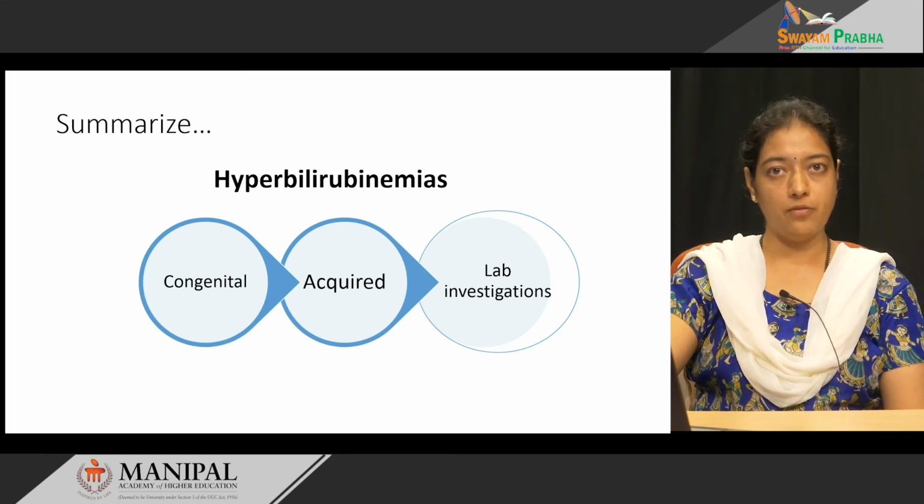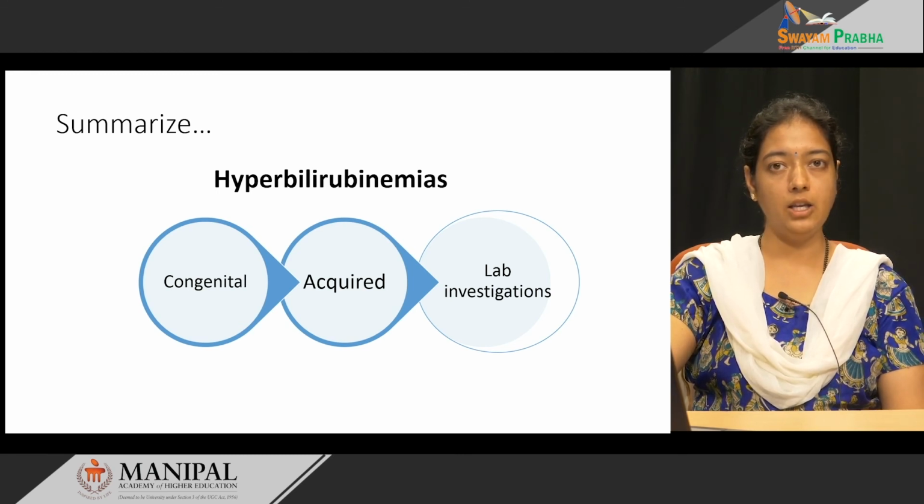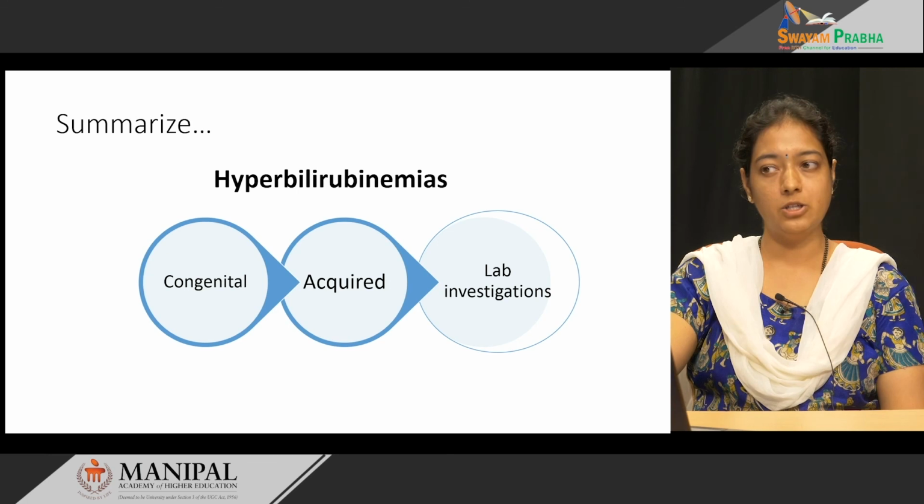And we then came to the lab investigation. In the lab, you can collect a blood sample and a urine sample. In the blood, we can estimate serum total bilirubin, conjugated bilirubin, unconjugated bilirubin, enzymes which are specific to the liver, AST, ALT, ALP, GGT, serum albumin and prothrombin time. In the urine sample, we can estimate bilirubin, bilinogens and bile salts.